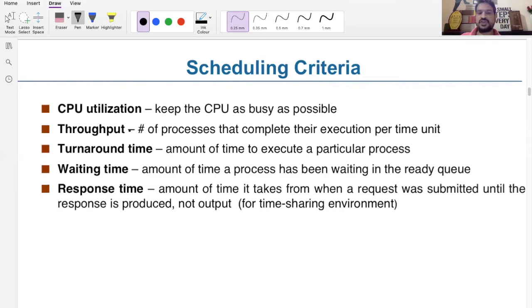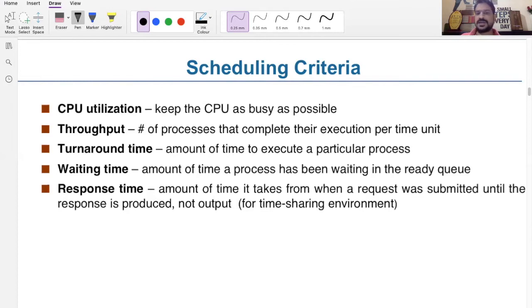The second is throughput. Throughput means the number of processes that complete their execution per time unit. Throughput is also called efficiency. Efficiency of a system means how fast we are completing the execution of processes. So this is another parameter of CPU scheduling. We prefer a CPU scheduling algorithm which gives good throughput, and there are some which give less throughput.